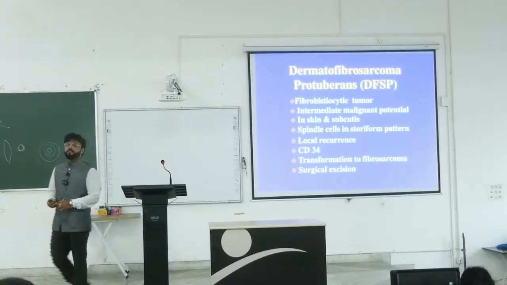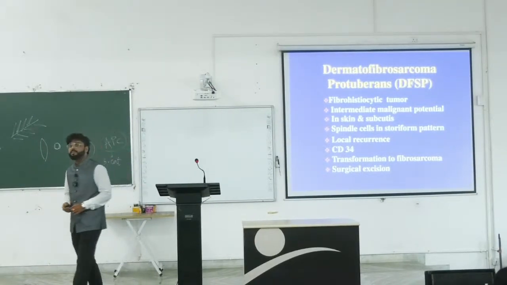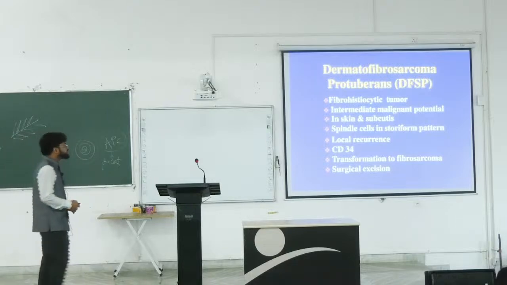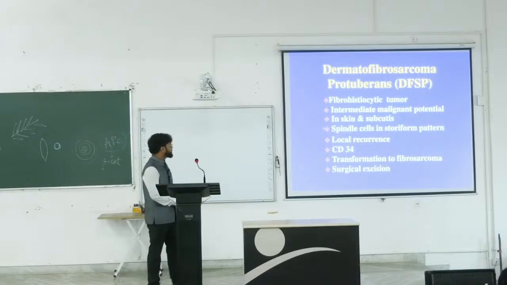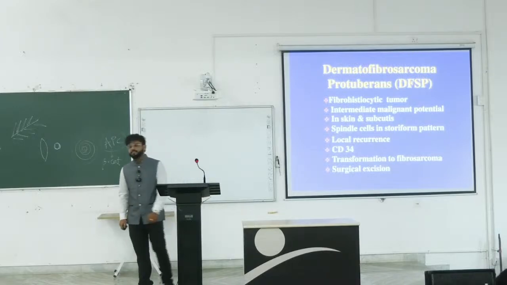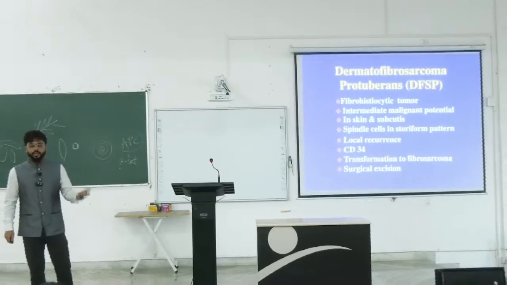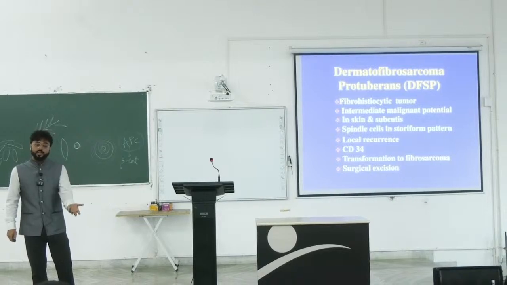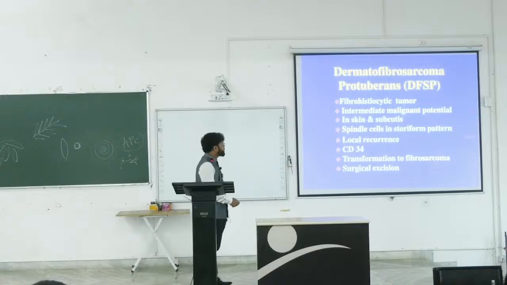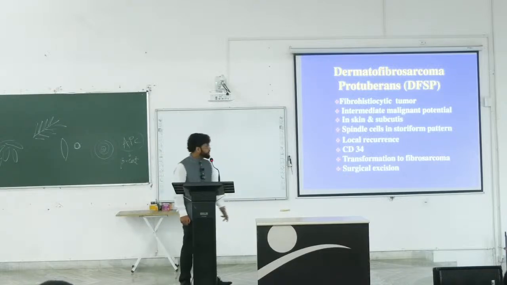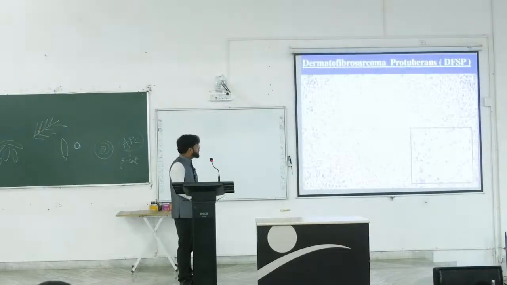Dermatofibrosarcoma protuberans, this is the malignant counterpart. It is a fibrohistiocytic tumor with intermediate malignant potential. Why? It is locally invading. It has that very notorious potential for local recurrence. Even after complete excision, in later life it may recur from that site also, and it can transform into a pure malignant form known as fibrosarcoma. Okay, this is CD34 positive, and it is usually seen in the skin and subcutaneous tissue.